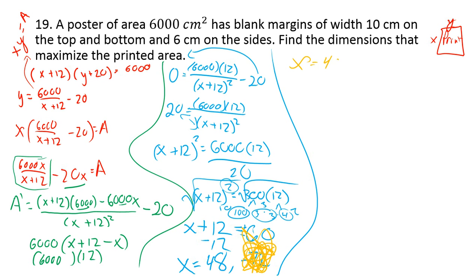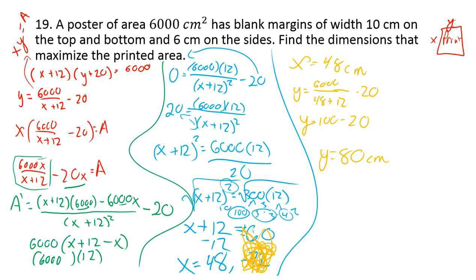So now we've got to find what y would be. Remember, y is equal to 6,000 all over 48 plus 12, minus 20. Simplify this down, which gets us 100 minus 20, which means that y must be 80 centimeters. So that means our printed area would be 48 by 80 centimeters.